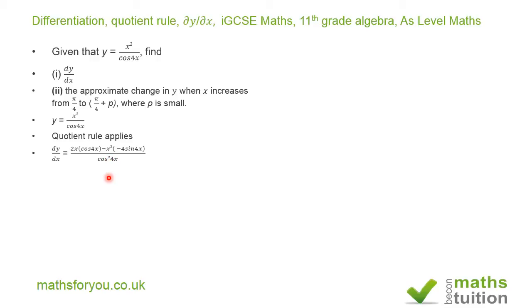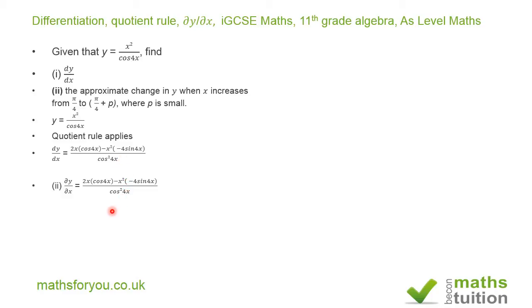Now we're going to find the approximate change in y when x increases from pi over 4 to pi over 4 plus p. Because p is very small, we're talking about a very small change here. So instead of writing dy over dx, we now write delta y over delta x, and delta y over delta x would be the same as dy dx in this instance.